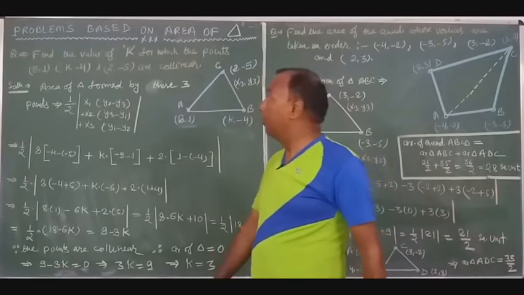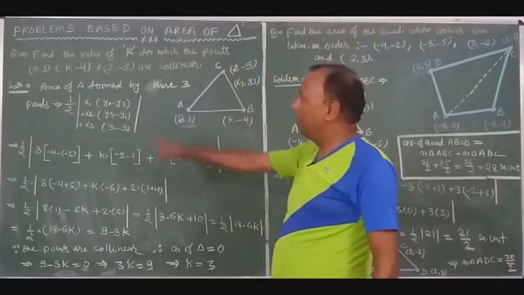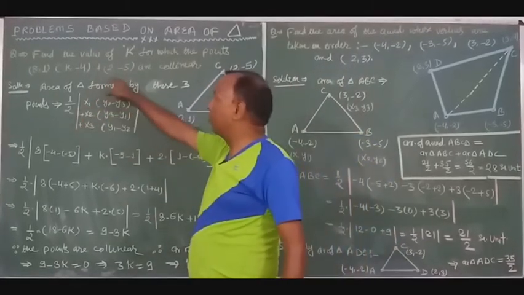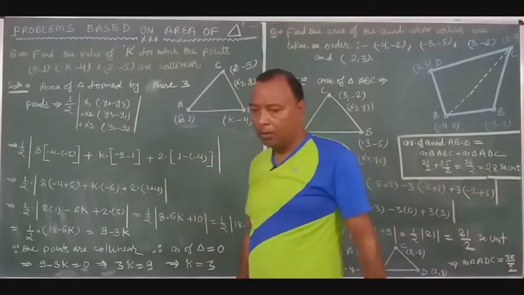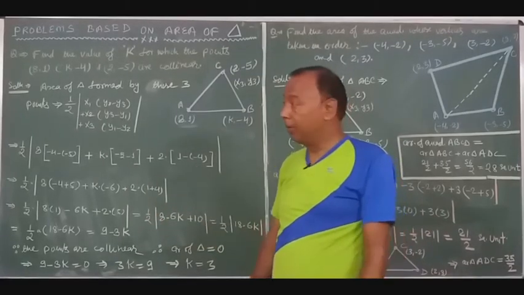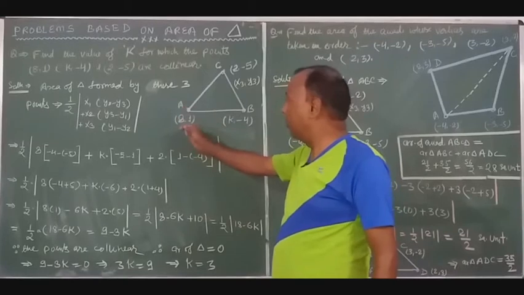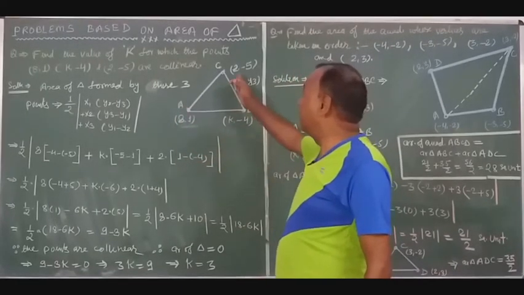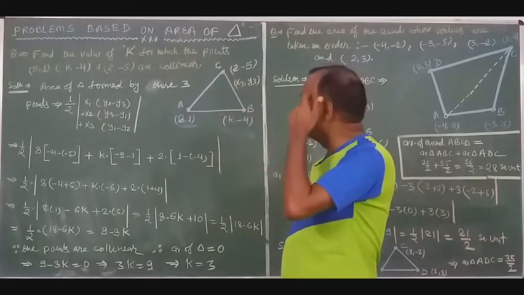Find the value of k for which the points (8, 1), (k, -4) and (2, -5) are collinear. You have to find the value of k if the points are collinear. So just look, suppose this is point A (8, 1), this is point B (k, -4), and this is point C (2, -5).